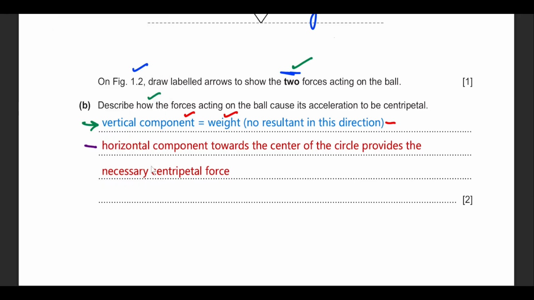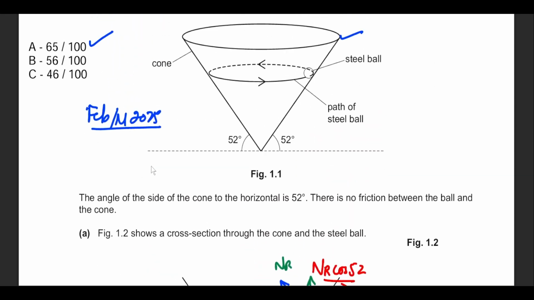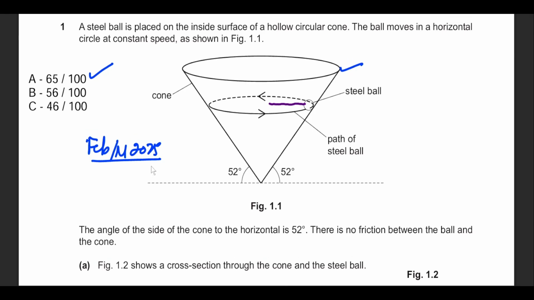The next property is that the horizontal component towards the center of the circle provides the necessary centripetal force and centripetal acceleration, that is this one. So N_R sine 52 is pointing towards the center of the circle, and is going to cause it to move in a circular motion like this one.